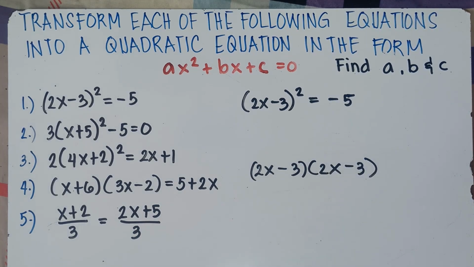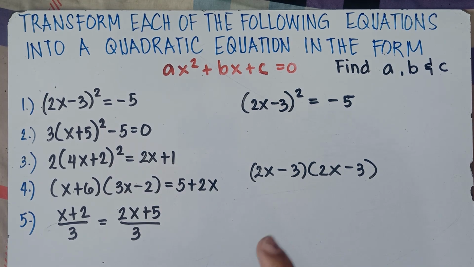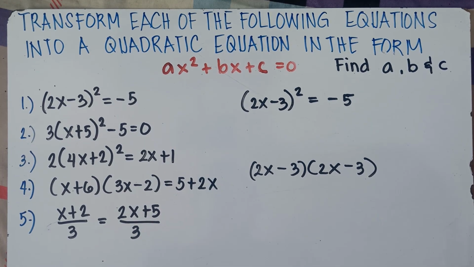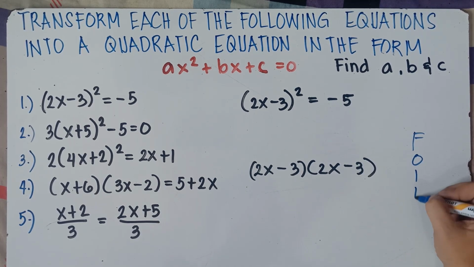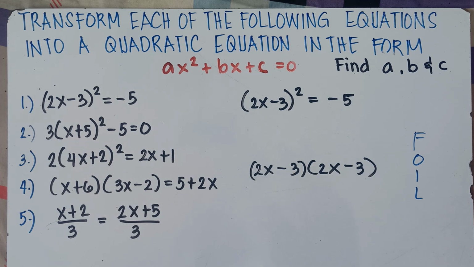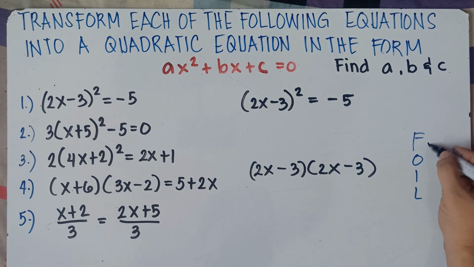So you have two solutions, class, to solve for this one. First solution, we can do the FOIL method. If you still remember, FOIL stands for first, outer, inner, last. And the second solution, we can use the square of binomial. Do not be worried because we will be explaining the two solutions. For me, it's better to use the square of binomial if you master it. So let's start with the FOIL method first.